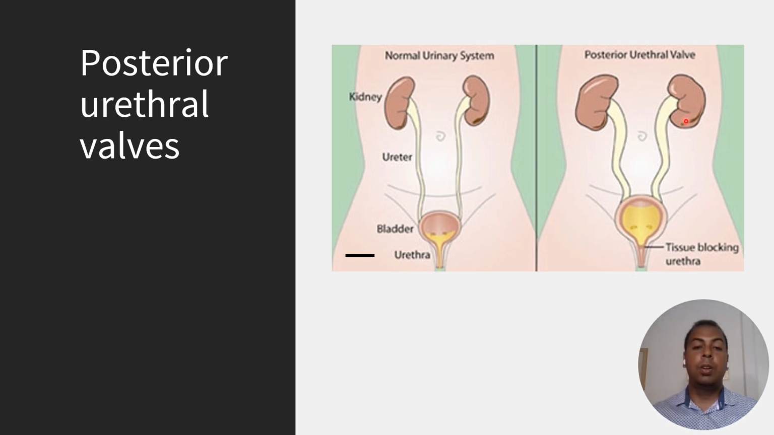This is a condition which can be diagnosed even in utero using ultrasonography by seeing the distension of the kidneys and the ureters in the fetus, and also noting that the mother is going to have oligohydramnios, because usually it's fetal urine that makes up amniotic fluid. So the patient would also have oligohydramnios associated with this pathology.